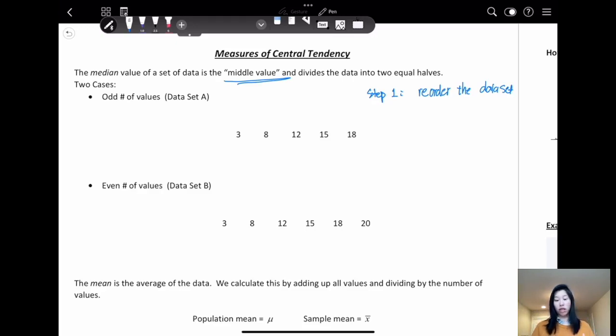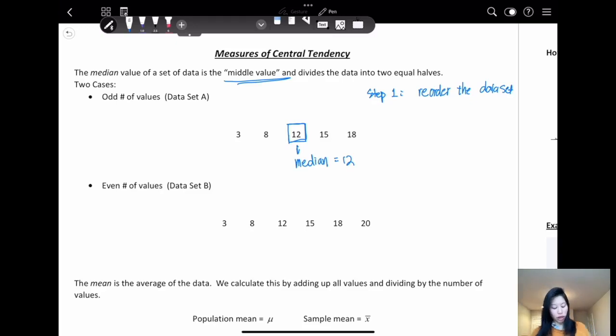This data set is already ordered, but if next time you see some scattered data, you need to reorder it by yourself. If it's an odd number of values, look, we have 1, 2, 3, 4, 5 data. What you do is find the middle one, the median. This divides the data into two equal halves. So 12 is going to be our median.